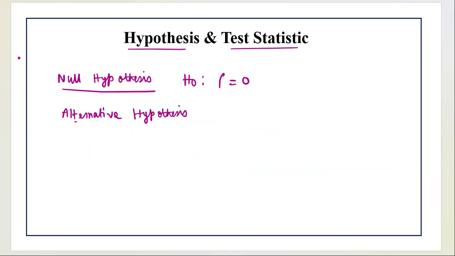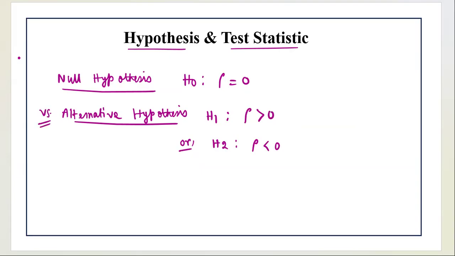Let's see. The alternative hypothesis can be of two ways. First could be, suppose H1, where rho is positive, which basically means that positive autocorrelation is present in our model. Or you can say that H2 is another alternative hypothesis where rho is strictly less than 0, which means negative autocorrelation is present in our model, right? So the alternative hypothesis can be in either of the two ways, right?